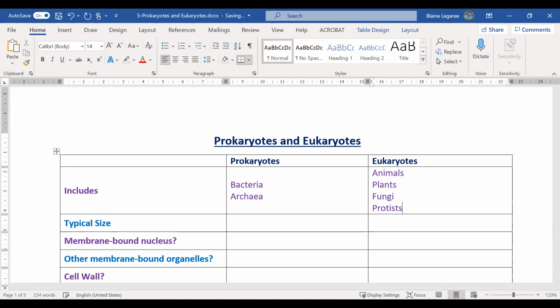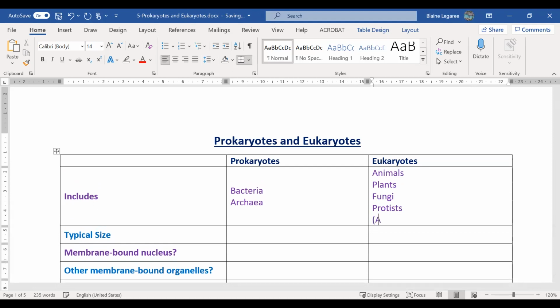Sometimes people might include algae in there as something distinct from the protists. Sometimes people group them in with the algae, or they group the two things together. I'll put it in brackets just for fun. The eukaryotes have a nucleus and the prokaryotes do not. Maybe we'll put that down. That should be the next one here. So membrane-bound nucleus, no. Membrane-bound nucleus, yes. So that's kind of the main thing.